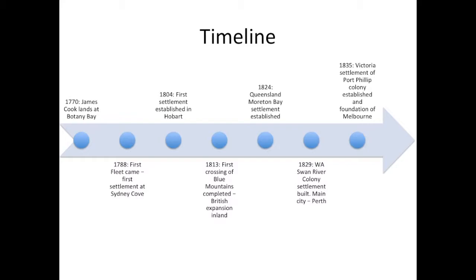In 1835, the Victoria settlement of Port Phillip Colony was established and was the foundation of Melbourne. In 1835, also, John Batman claimed to have signed a treaty for land with Wurundjeri elders. However, this was not considered valid because of terra nullius, which means nobody's land. It had great economic success and was a free settlement, assisting migrants who were brought in.